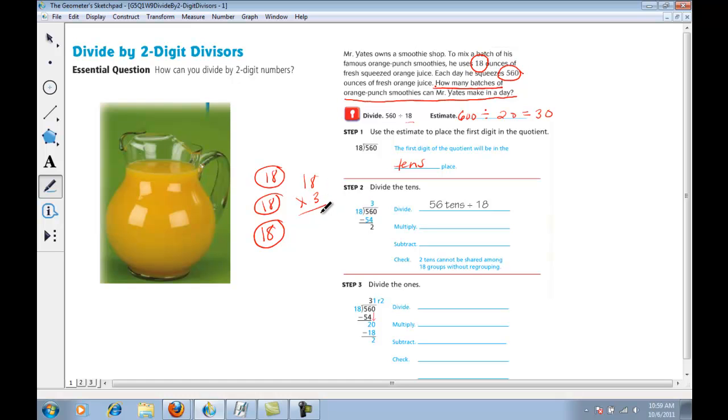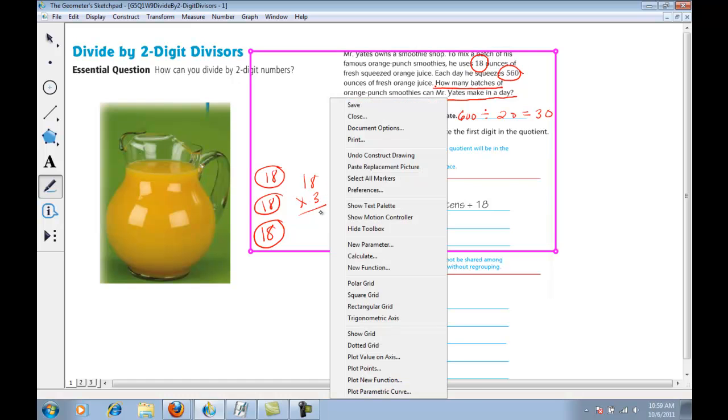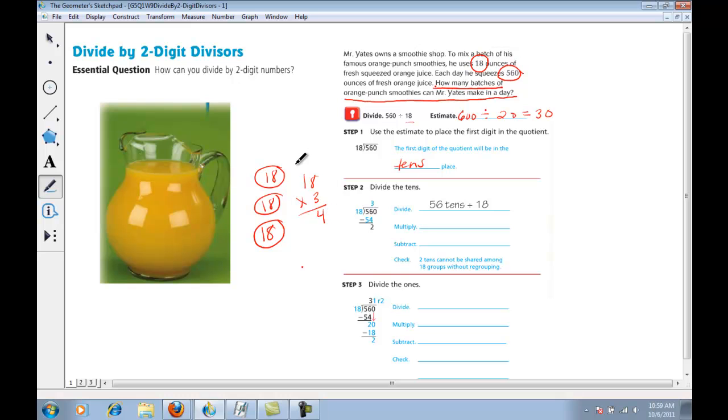18 times 3. 8 times 3 is 24 ones. So I'm going to put my 4 ones and carry my 2 tens. 3 times 1 is 3, plus 2 is 5. So if I make 3 smoothies, that's going to give me 3 groups of 18 tens. I have 56 tens, so if I put my tens into 3 groups, I'm going to use up 54 tens, and I'm going to have 2 tens left over.